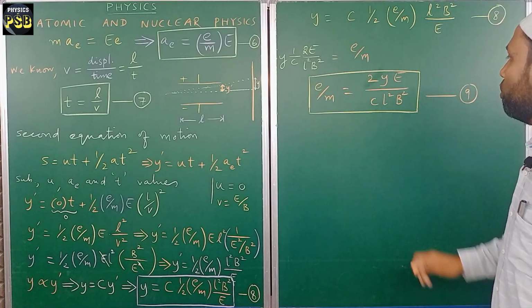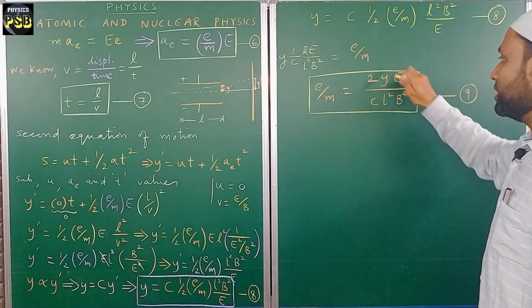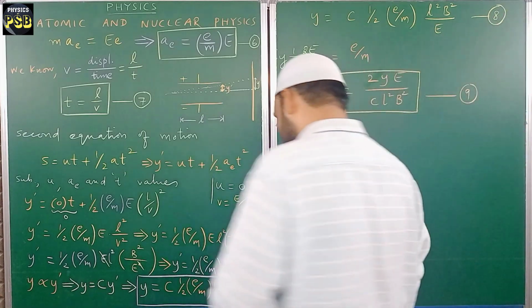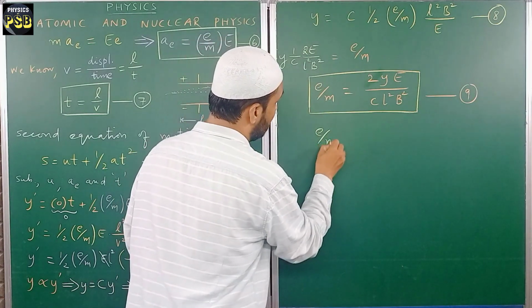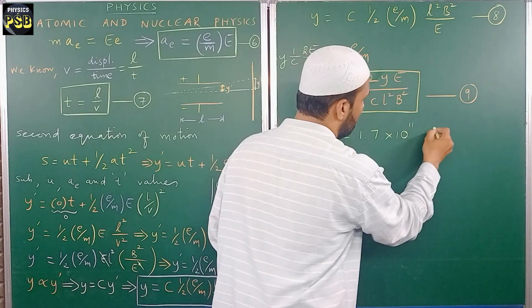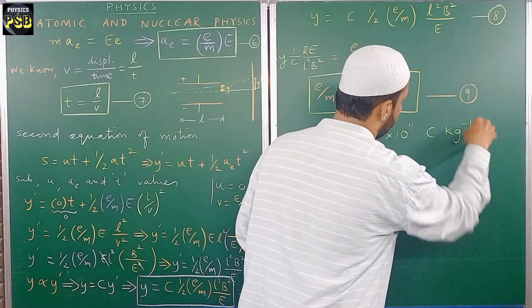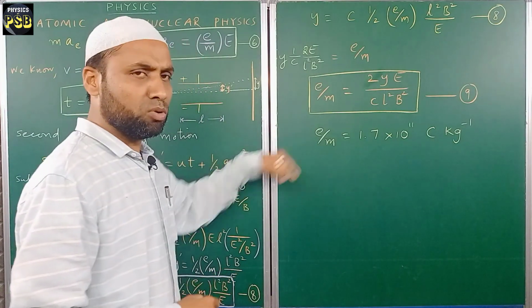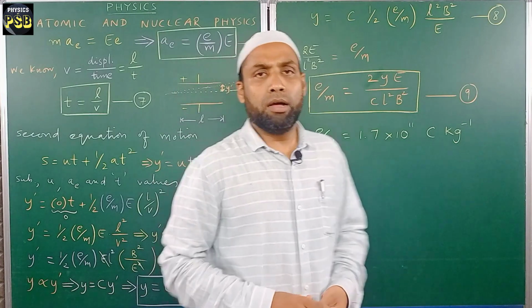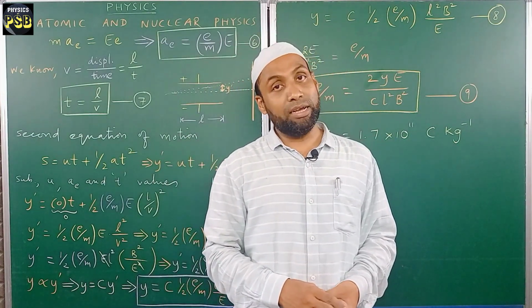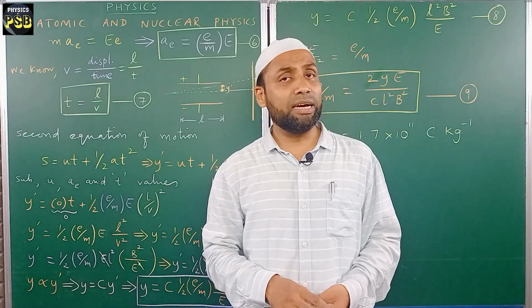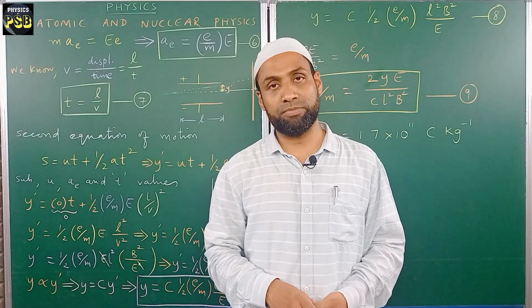Now, if you substitute the values of the terms present on the right hand side of this equation, then it is found that the value of the specific charge of the electron is equal to 1.7 into 10 power 11 coulomb per kilogram. So this is exactly similar to the value that we have written earlier. This is how one can easily obtain it. This is how J. J. Thomson obtained the expression for the specific charge of the electron.